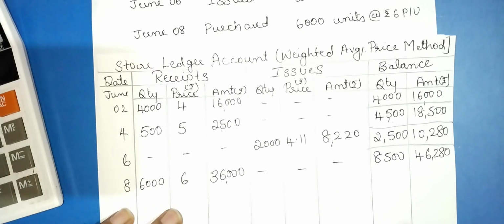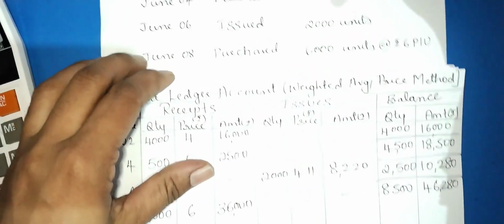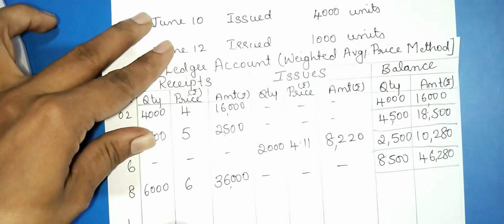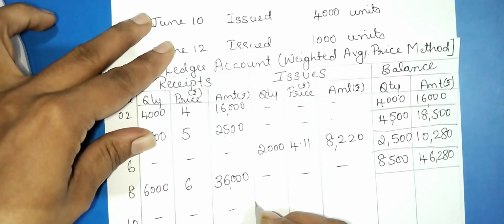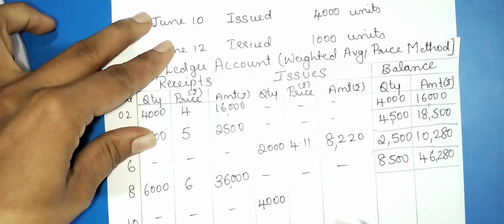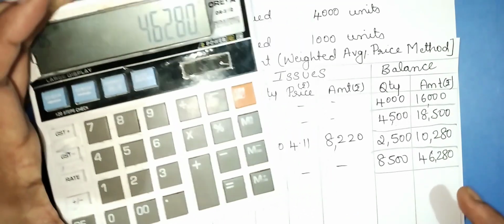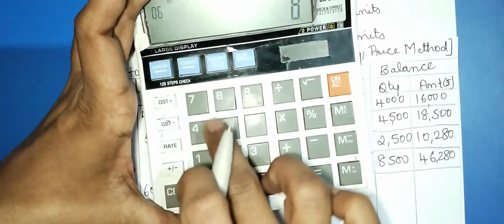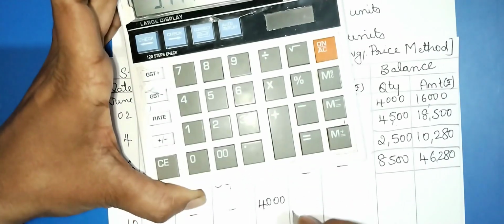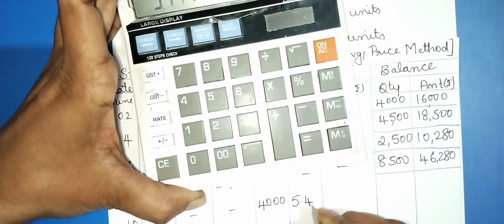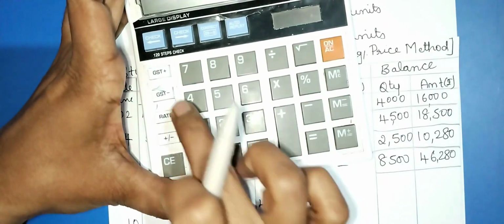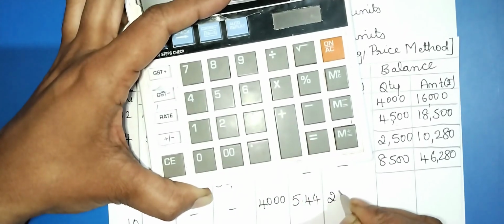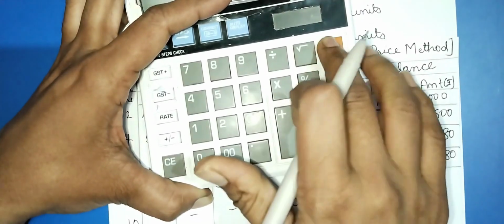The next transaction is on 10th. On 10th we have an issue. How many units? 4,000 units we are issuing. Now how are you deciding the rate? The total cost is 46,280 divided by 8,500 quantity. So the rate is 5.44. So 4,000 into 5.44 is 21,760.